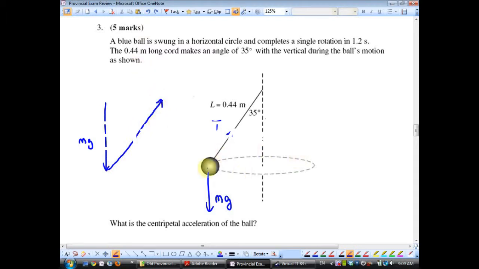What path is this tracing out? A circle. Where must the net force be? Toward the center. Has to be dead horizontal. Okay. What we're saying then is this plus this plus this is what gives you your circular force, your centripetal force. Oh, we need an angle. Looks like right here is 35 degrees, right? So I'm pretty sure right here is 35 degrees.